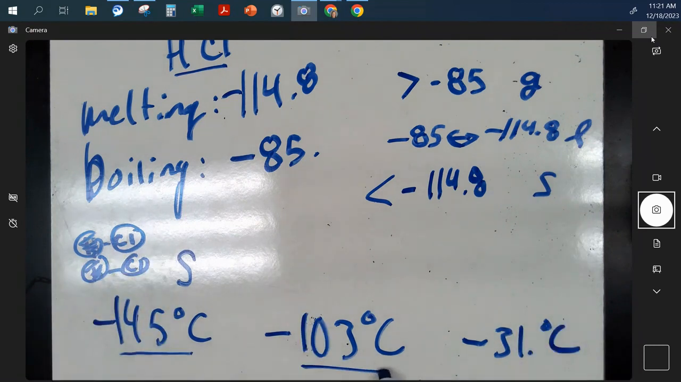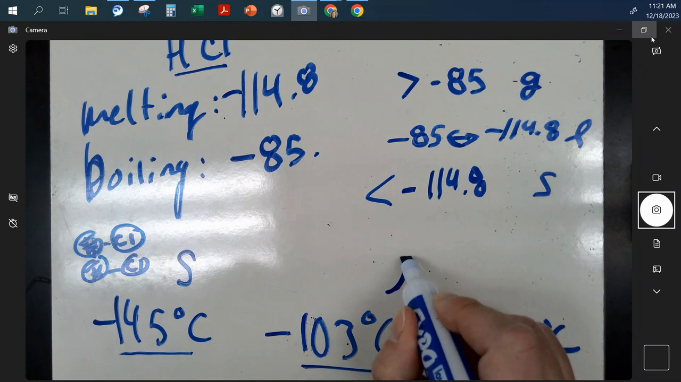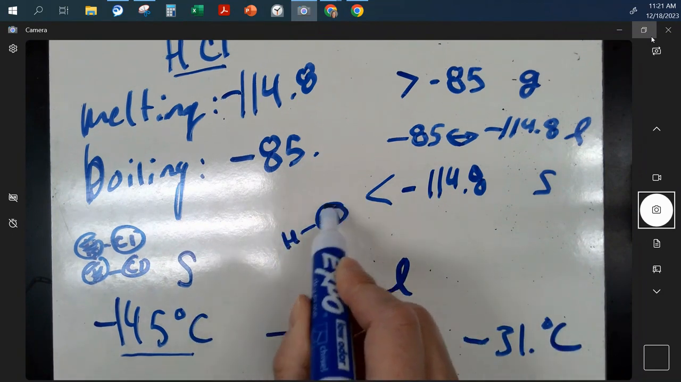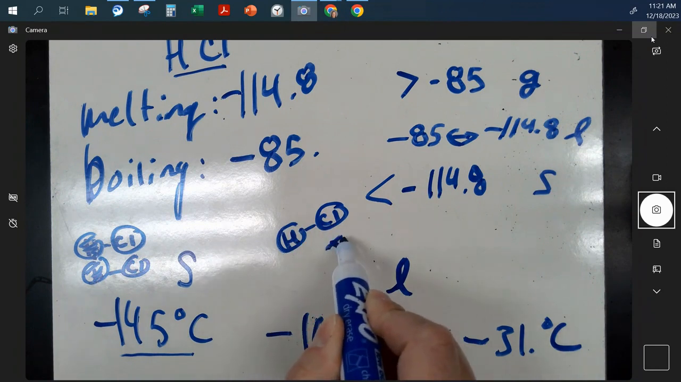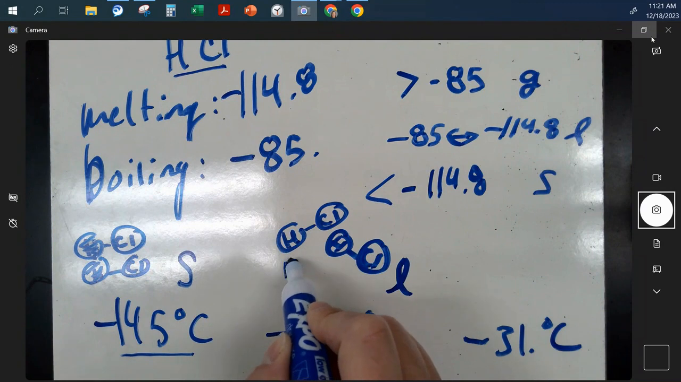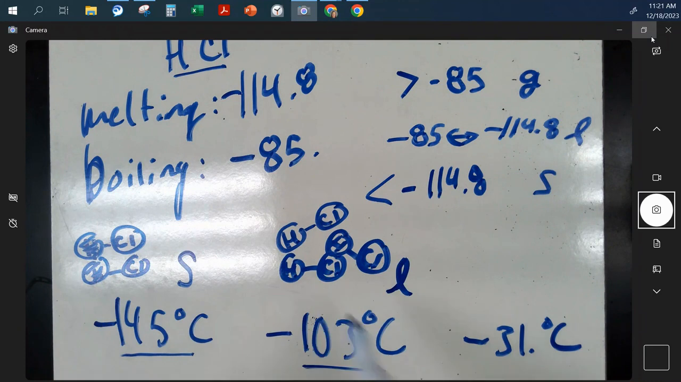Okay, how about this one, negative 103, where would that fit? That would be between melting and boiling, so it's melted, so it's a liquid, yep. So then we're looking for something where the hydrogen chloride molecules are sliding past each other, but they're still pretty close together. And we have a molecule like we had in the solid. We can't have something where they're broken apart. Okay, that's not hydrogen chloride anymore. So the molecules just slide past each other.